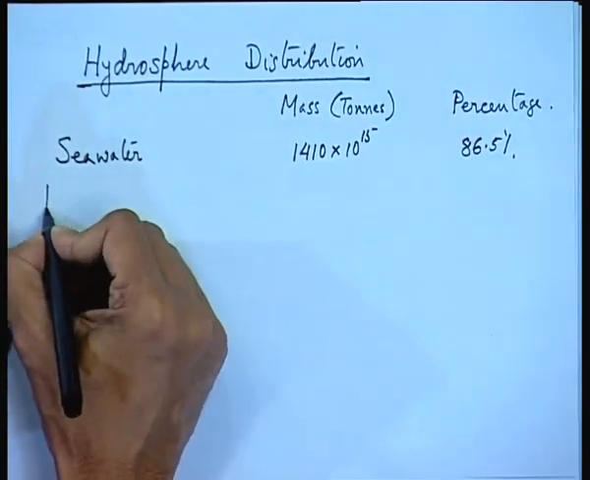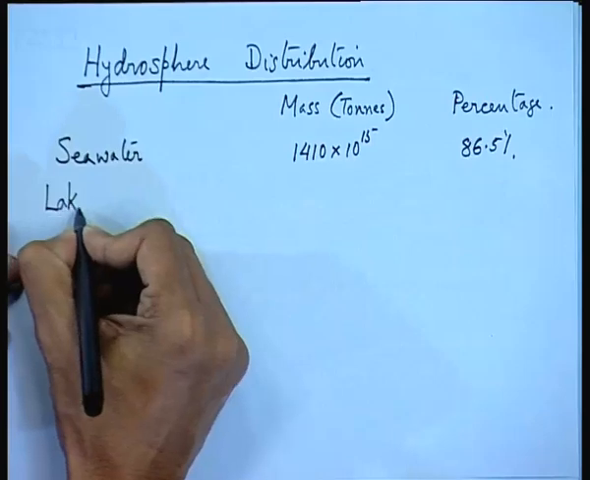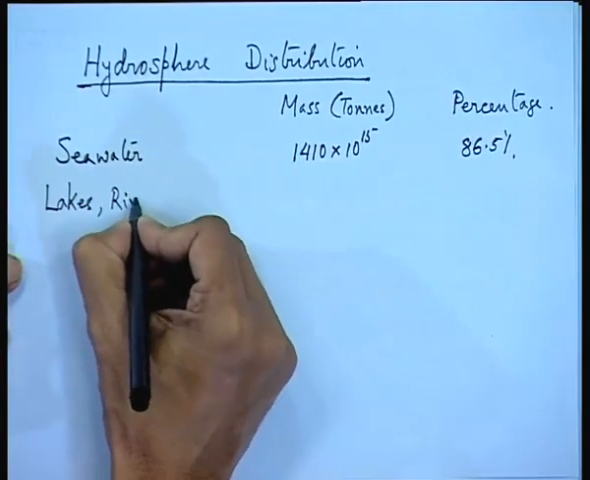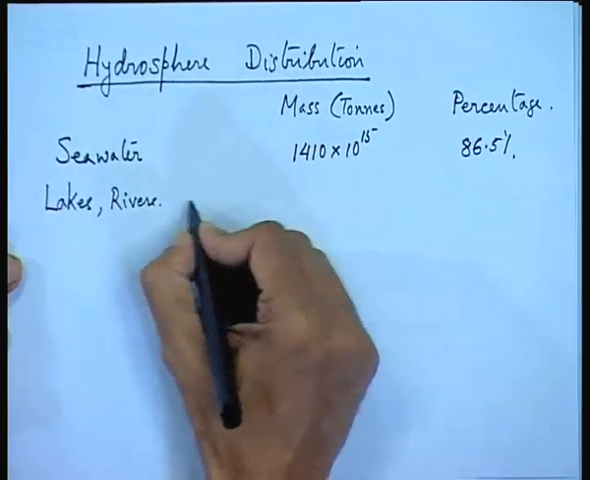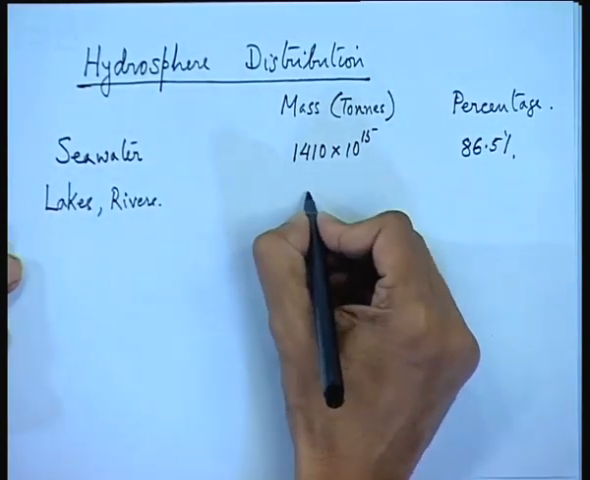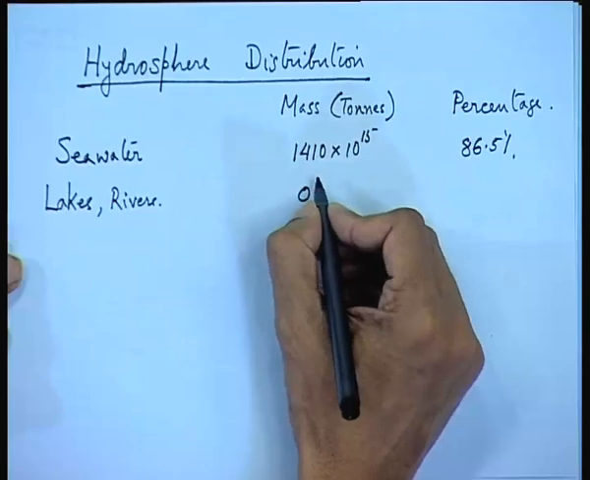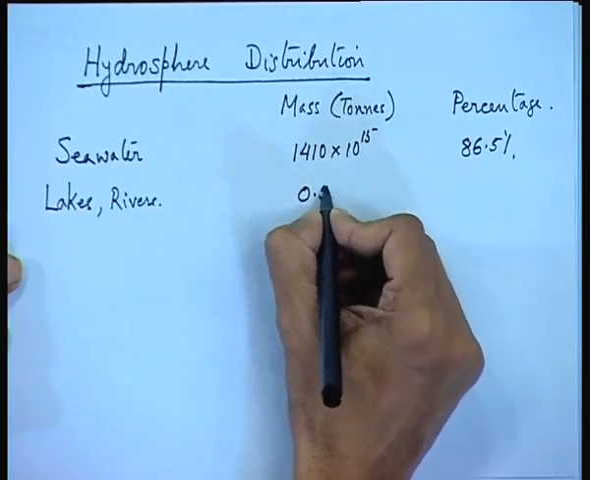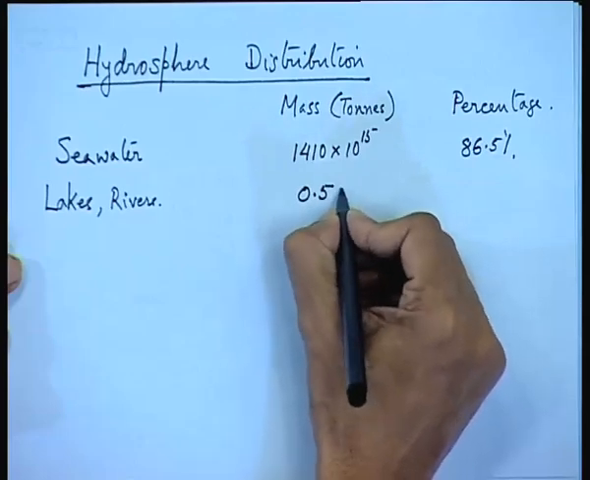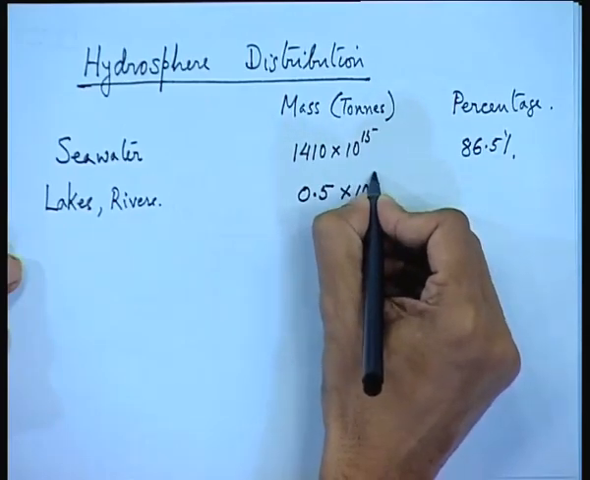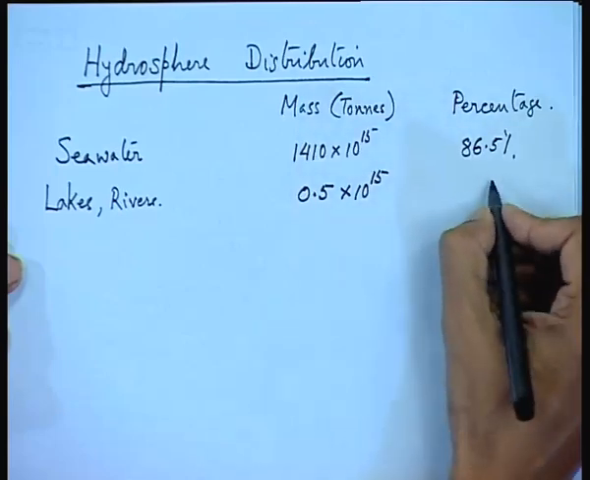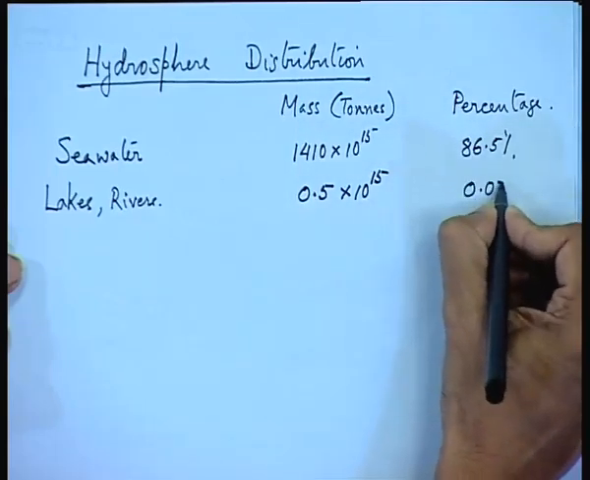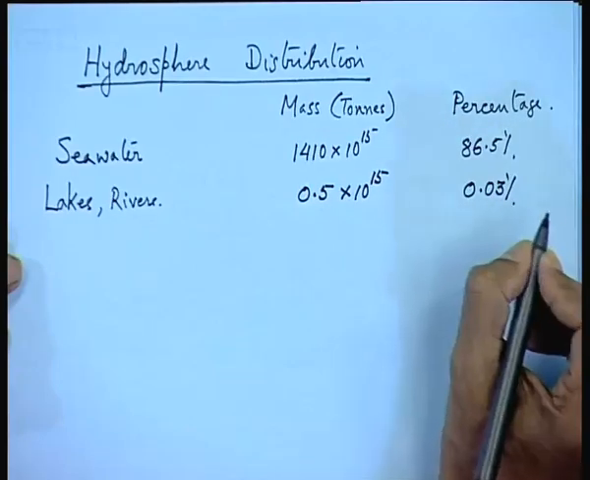Next is the water in the lakes and rivers. The total mass is very small compared to 1410, this is only 0.5 into 10 to the power 15, and this constitutes only 0.03% in lakes and rivers.